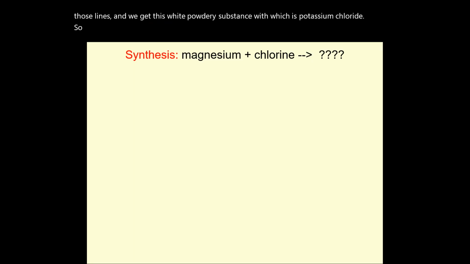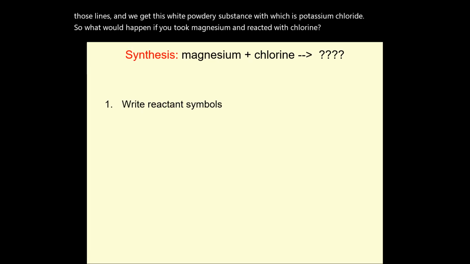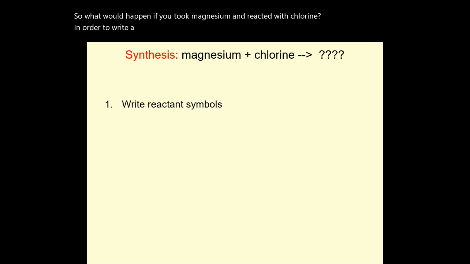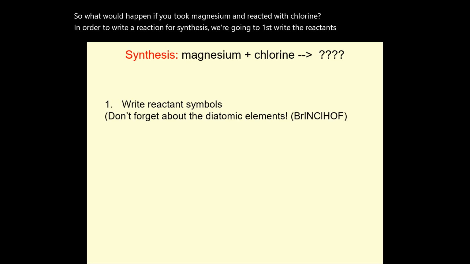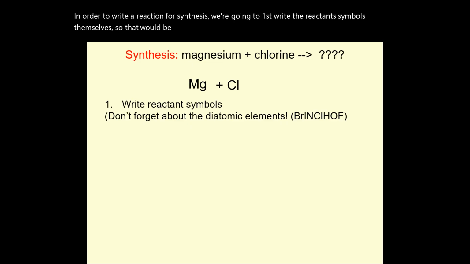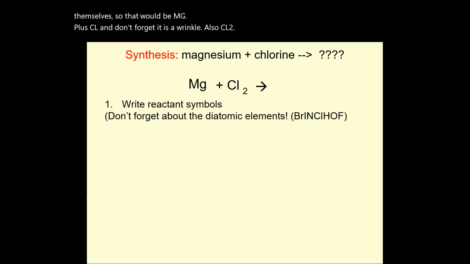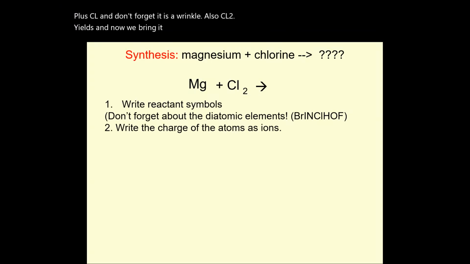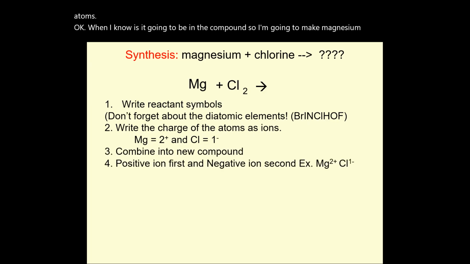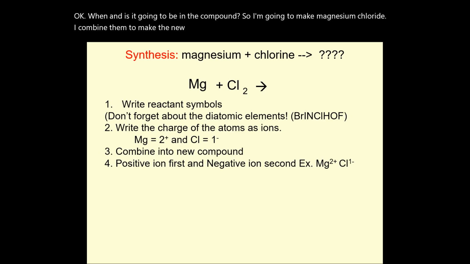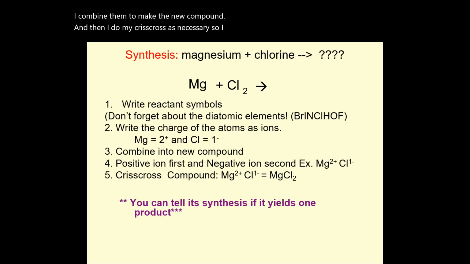So what would happen if we took magnesium and reacted it with chlorine? Well, in order to write a reaction for synthesis, we first write the reactants' symbols themselves. So that would be Mg plus Cl, and don't forget it is a Brinkelhoff, so it's Cl2, yields, and now we bring it together. The second part is make sure you write the charges on the atoms, since I know they're going to be in the compound, so I'm going to make magnesium chloride. I combine them to make the new compound, and then I do my crisscross as necessary. So I get magnesium plus chlorine gives you magnesium chloride.